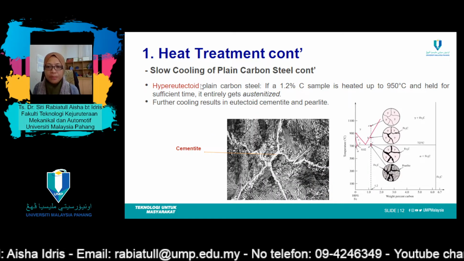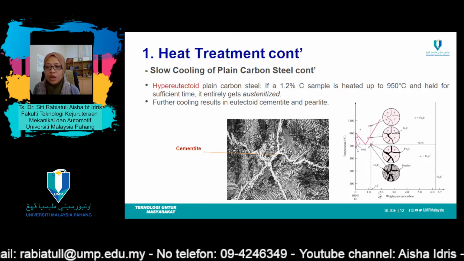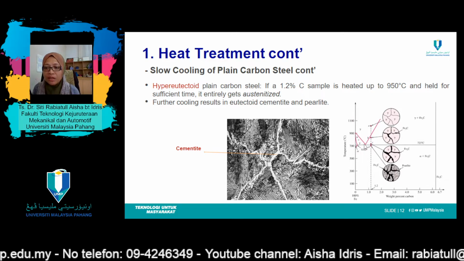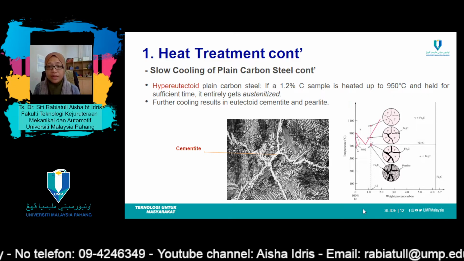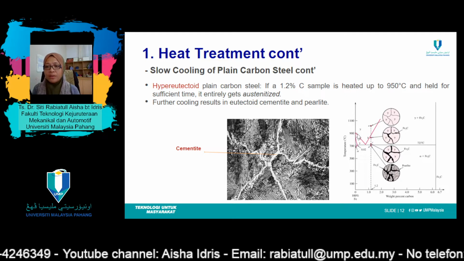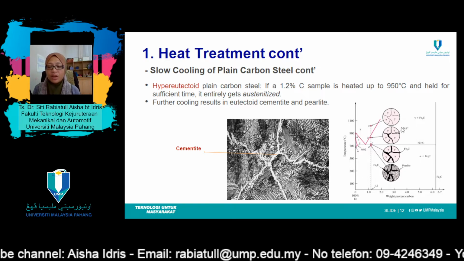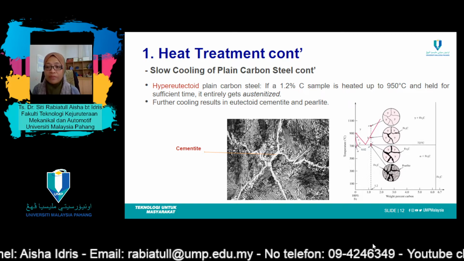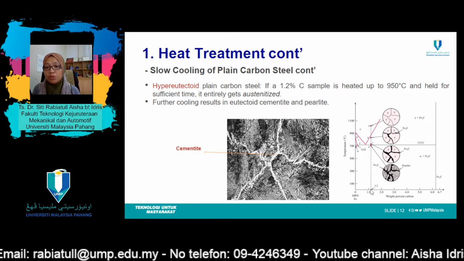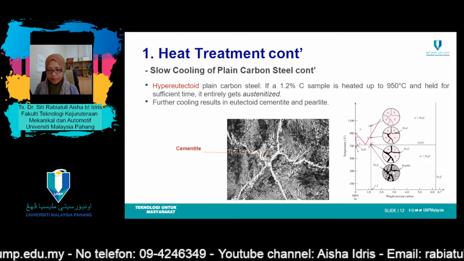And then moving to hypereutectoid, which is where the percentage of carbon equals 1.2%, for example. By right, it has to be more than 0.8% carbon. That is called hypereutectoid. And for example, the material is heated up until austenite temperature, which equals 950 degrees C for this case, and then starts cooling down slowly, forming eutectoid cementite and pearlite, this one.